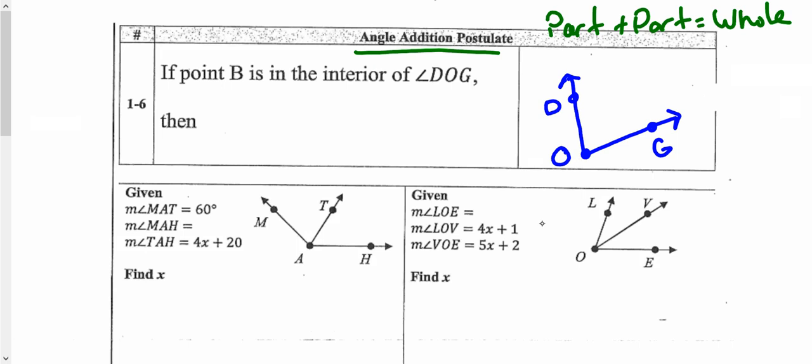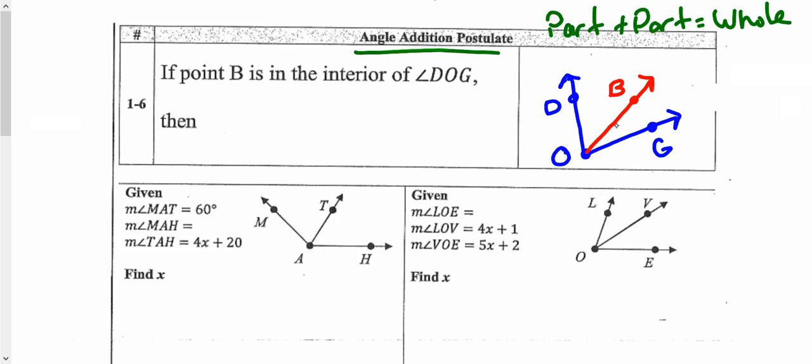It says point B is in the interior of the angle, so all of this area here is the interior. So it can be anywhere in there. I'm just going to put it right there. Let's connect that with a ray. Now, it is not an angle bisector. You can see these two are not equal, they're not halves.